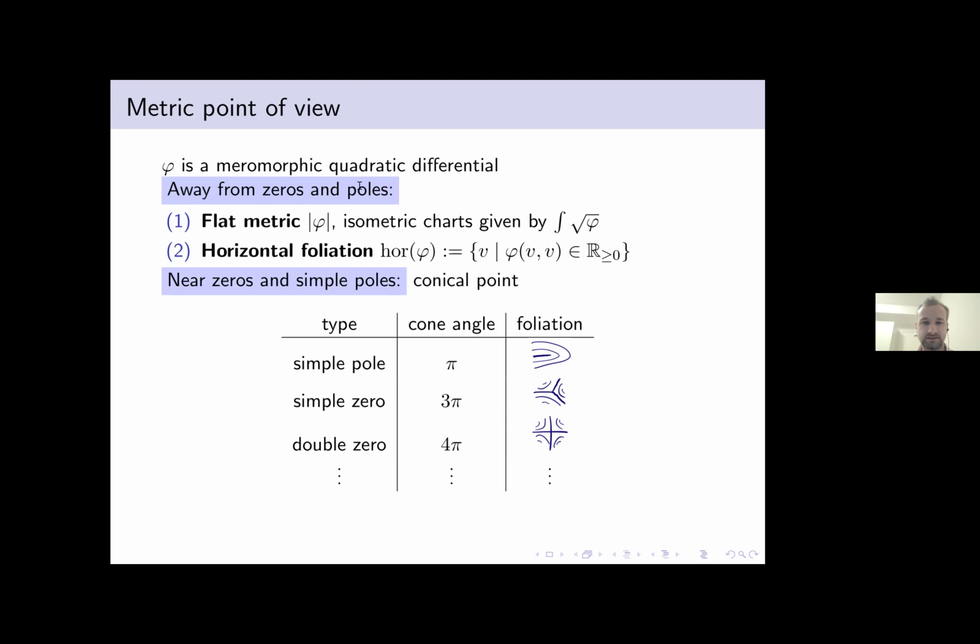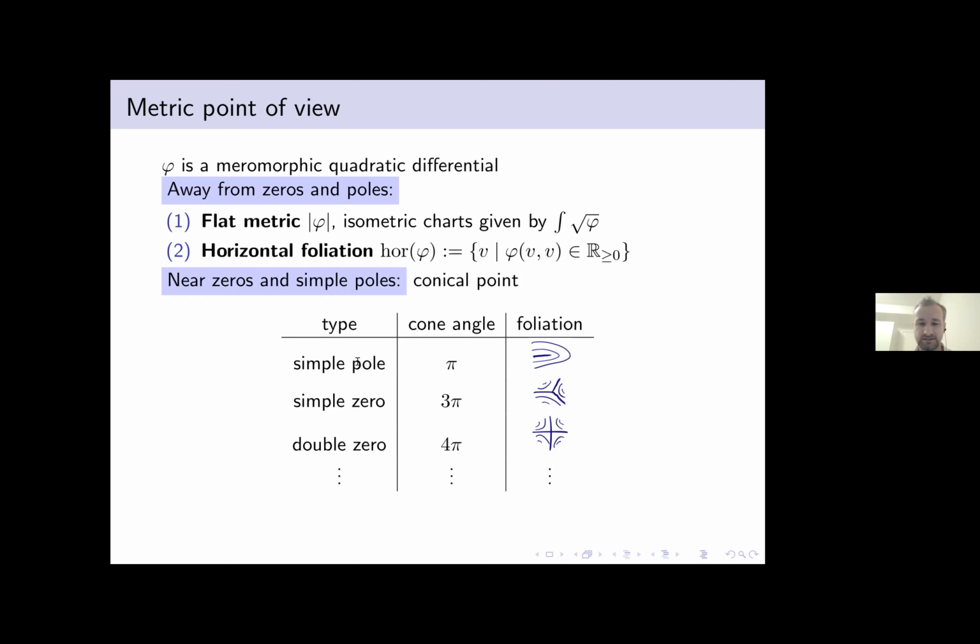So that's what happens at generic points. Near the zeros and simple poles, you find that the metric has a conical point. It looks like you glued several half planes together. Whatever a cone looks like, you get some point where instead of 2 pi directions, you get some other angle of directions.